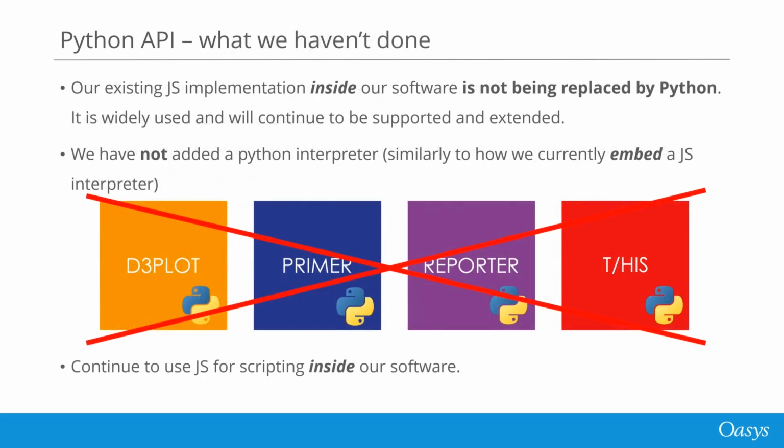Let me first talk about what we haven't done for Python API. The existing JavaScript implementation within our software is not being replaced by Python. JavaScript is widely used and will continue to be supported and extended. We have not added a Python interpreter similar to how we currently embed a JavaScript interpreter. You can continue to use JavaScript for scripting within our software.